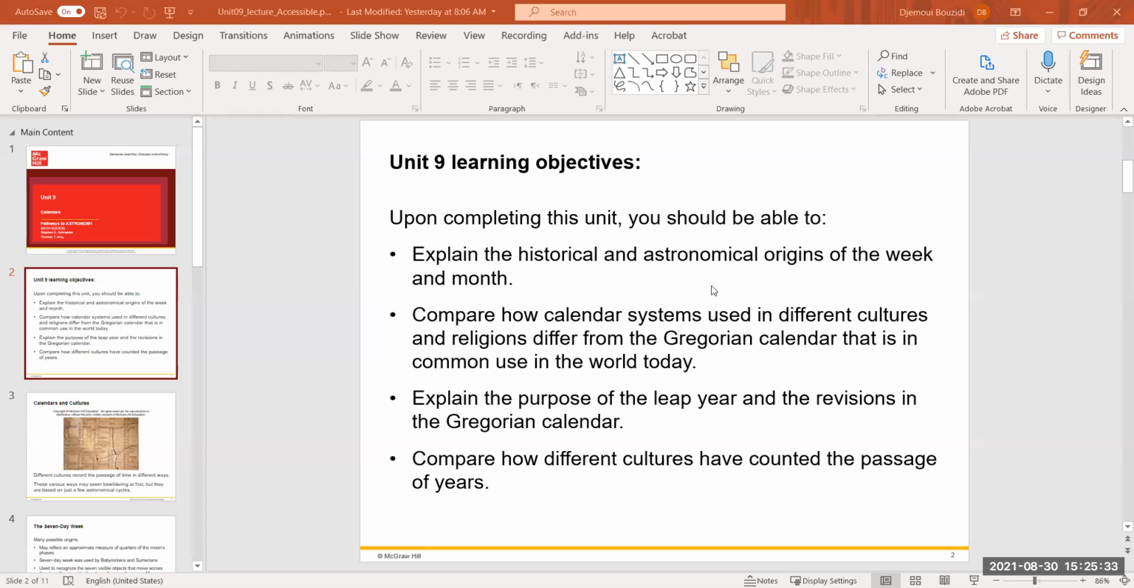Again, this is Unit 9 from this week. And this one talks about the calendar in general and how we arrived to it. First of all, we have 7 days of the week corresponding to 7 bodies in the sky.